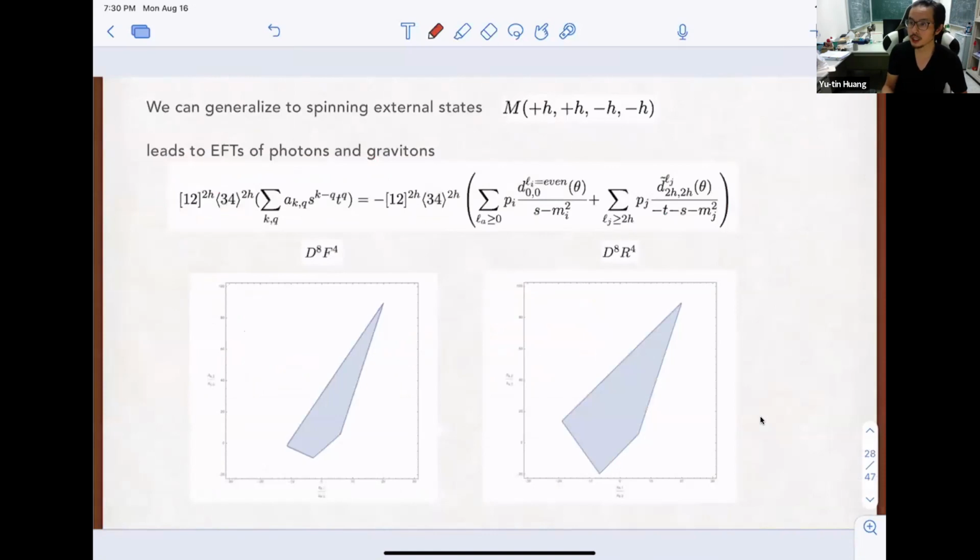And of course, previously I was talking about massive scalars, and you can also do a similar approach for massive spinning particles. These are helicity states, and you can bound operators associated with field strengths or Riemann tensors.